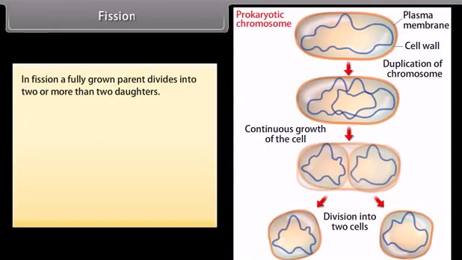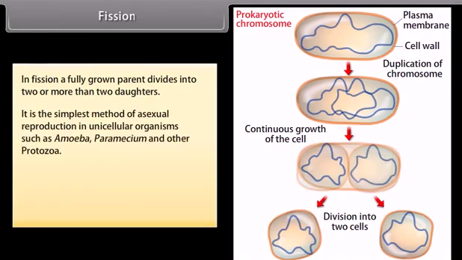Fission. In fission, a fully grown parent divides into two or more than two daughters. It is the simplest method of asexual reproduction in unicellular organisms such as amoeba, paramecium, and other protozoa. Fission is of two types: binary fission and multiple fission.